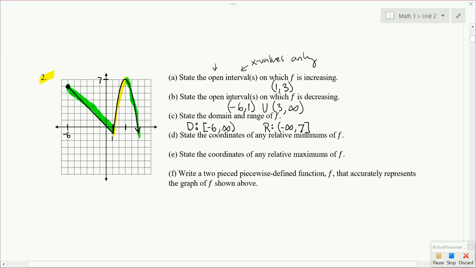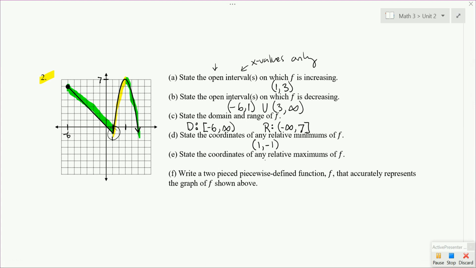D says state the coordinates of any relative minimums. A minimum is where the graph changes from decreasing to increasing, or relative minimum. And so we see where it changes from green to yellow. I'll circle it. And so that's a relative minimum, and we want the coordinate of that point, so that's at 1, -1. So first green, then yellow, or first decreasing, then increasing. That's our only relative minimum.